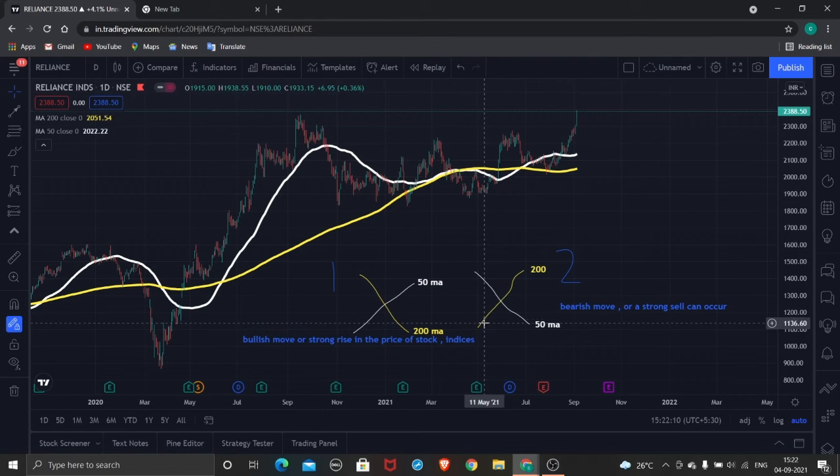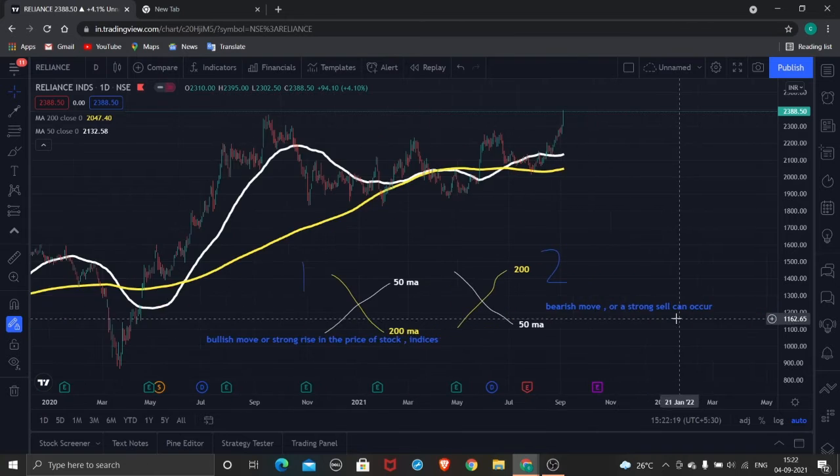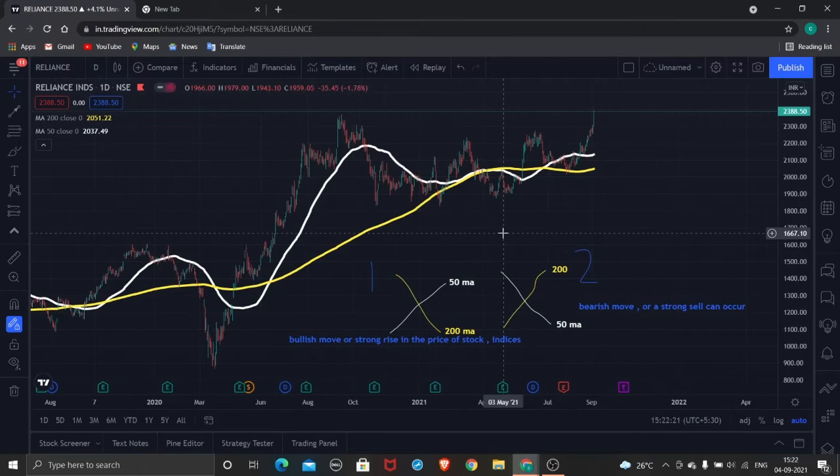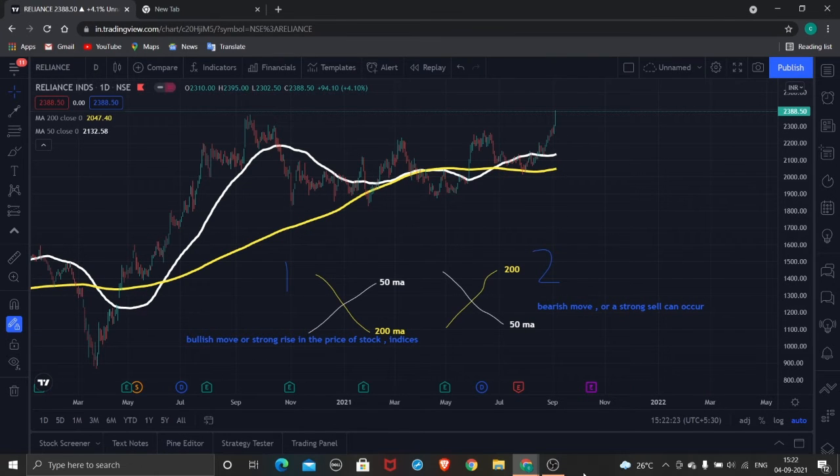Let us revise the bearish move. A condition or a setup in which the 50 moving average crosses the 200 moving average downward is a bearish move, or a strong sell can occur. So let's verify the same. For reference, you can take a screenshot. These two things are very important.